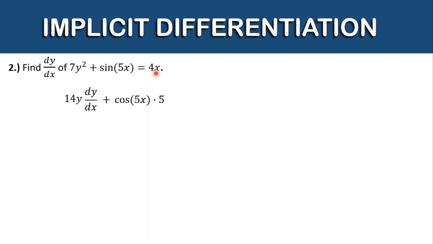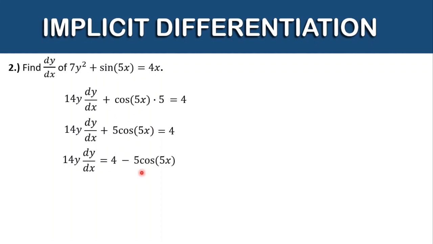Equals the derivative of 4x, which is 4. Let's simplify first. We can simplify the second term. So we have 14y dy over dx plus 5 cosine of 5x is equal to 4. Then at this point, we isolate the term with dy over dx. So we have 14y dy over dx is equal to 4. Then we move this to the other side. We have negative 5 cosine of 5x.